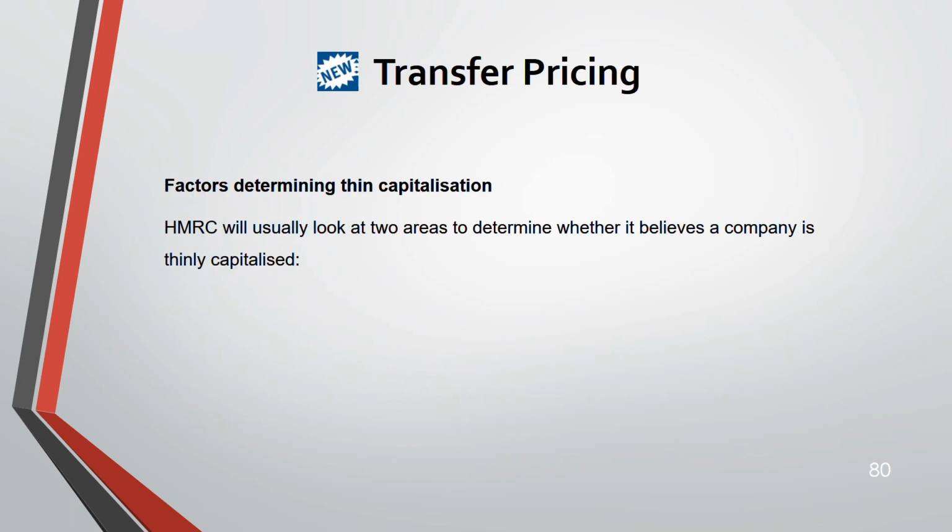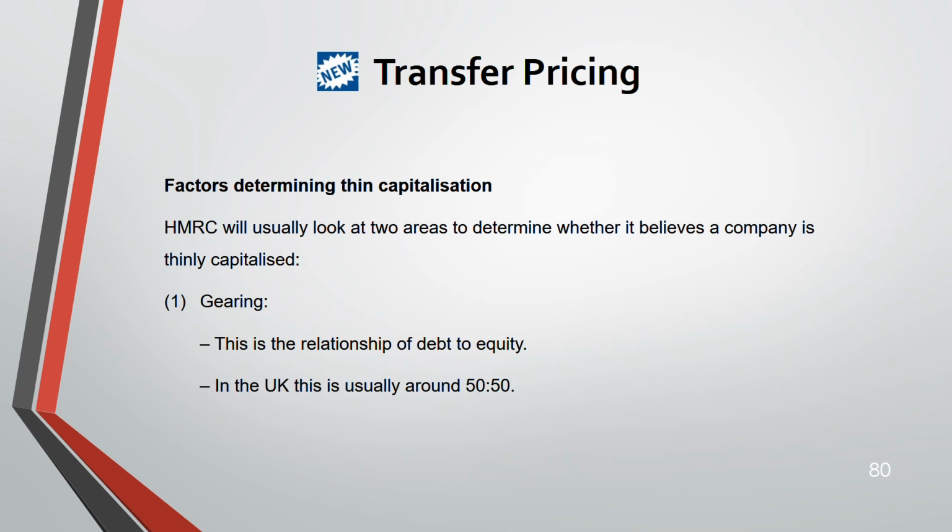Now, factors determining thin capitalization. HMRC will look at two areas to determine whether a company is thinly capitalized or not. Gearing. Gearing means the relationship of debt to equity. The higher the debt, the higher the gearing, and it's very risky also. In the UK, 50-50 is ideal. Keep your debt 50, equity 50, equal. A higher portion of debt could cause thin capitalization problems. So if you're having more debt than equity, it is thin capitalization.